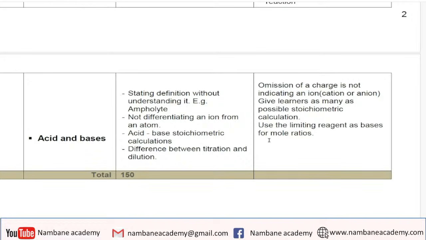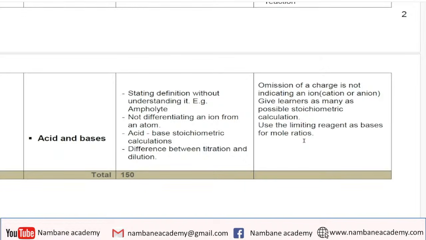Use the Arrhenius and Lowry theory. We must know the difference between a strong acid and a weak acid, strong base and a weak base. And we know that the definition does not end where we say it ionizes completely or dissociates completely. It must go on to say to form a high concentration of hydronium ion or hydroxide ion. That full definition as given in the examination guideline is very, very important.